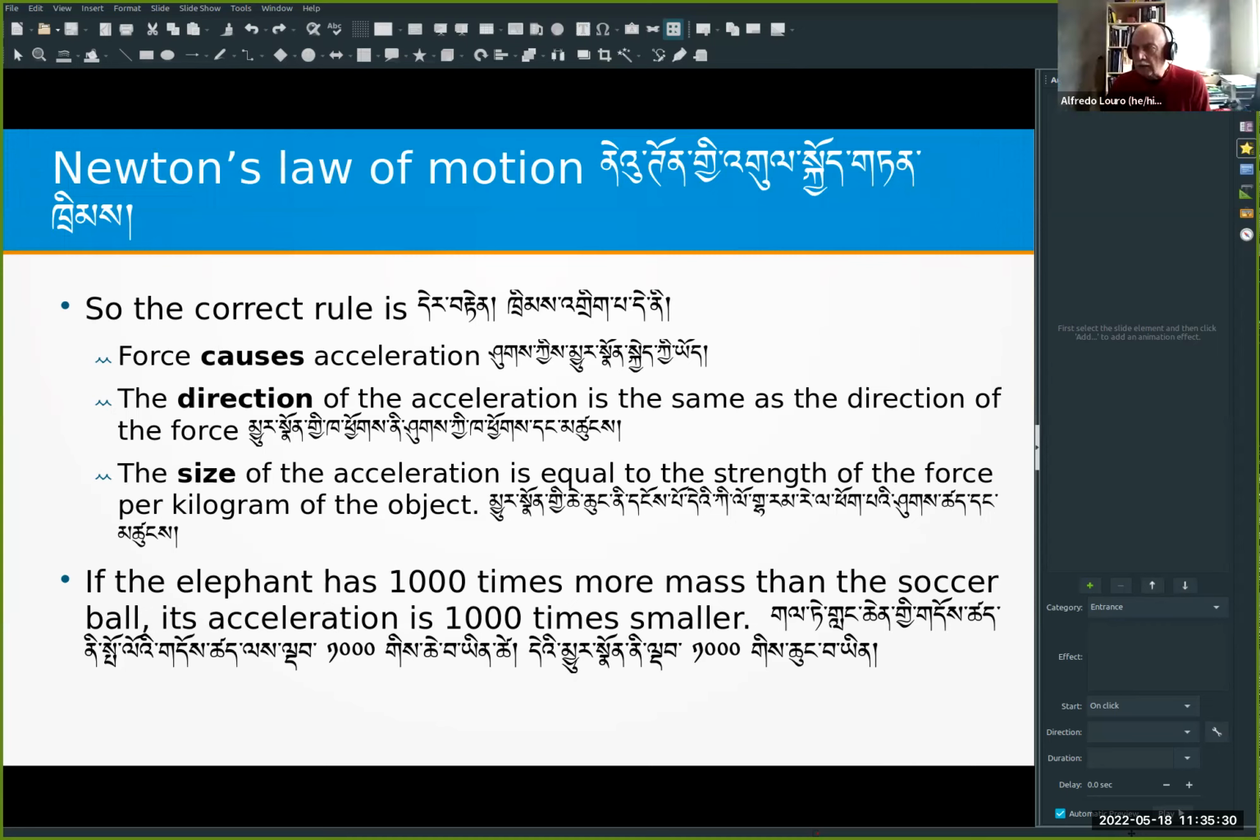This is also known as Newton's second law.